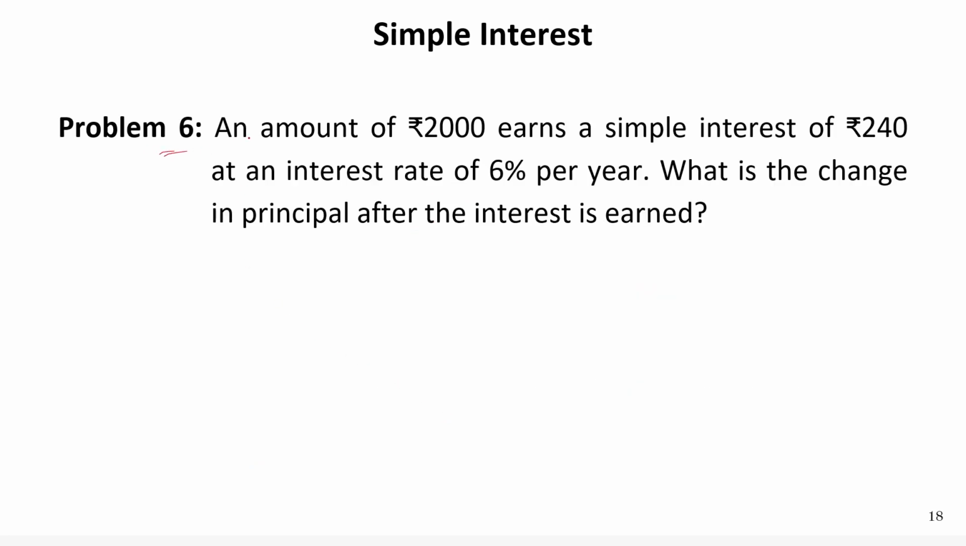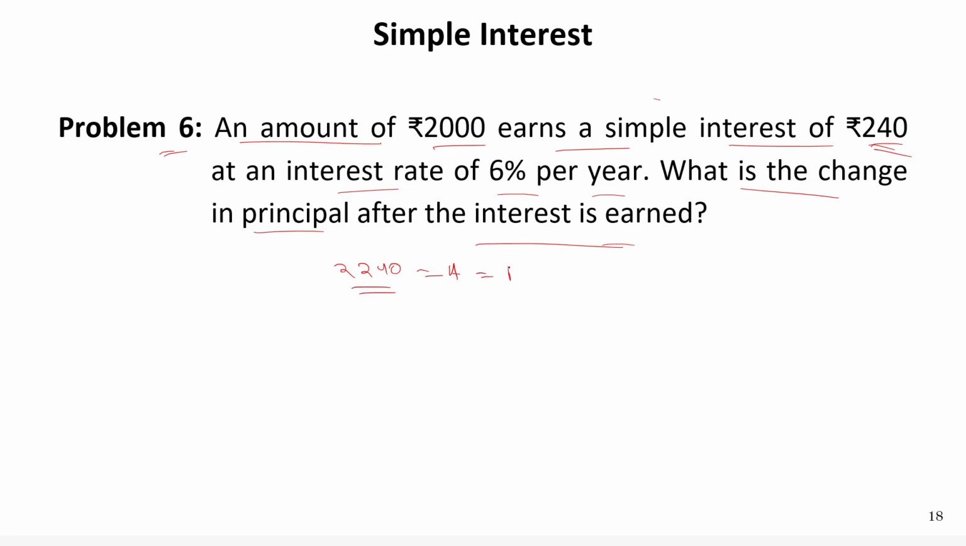So let's see problem number 6. An amount of 2,000 earns a simple interest of 240 at an interest rate of 6% per year. So what is the change in principal after the interest is earned? Okay. So this much amount in simple interest per year. So the amount of principal that is changed is equal to what? So adding these two, what we are left with is 2240, right? This much will be the final amount.